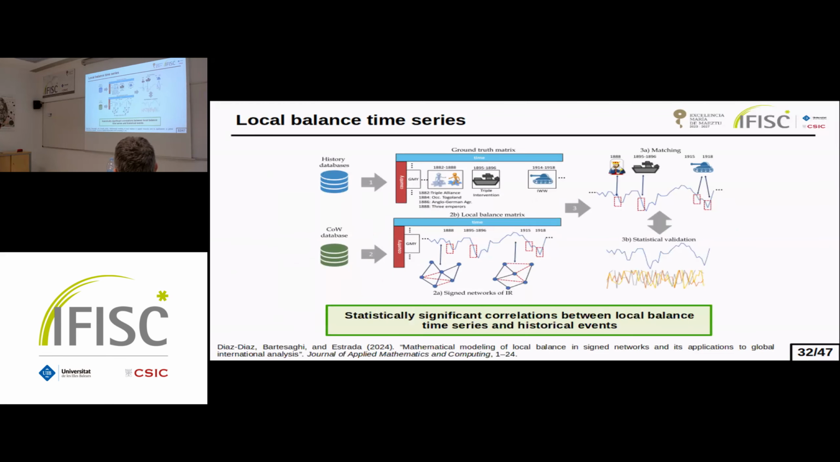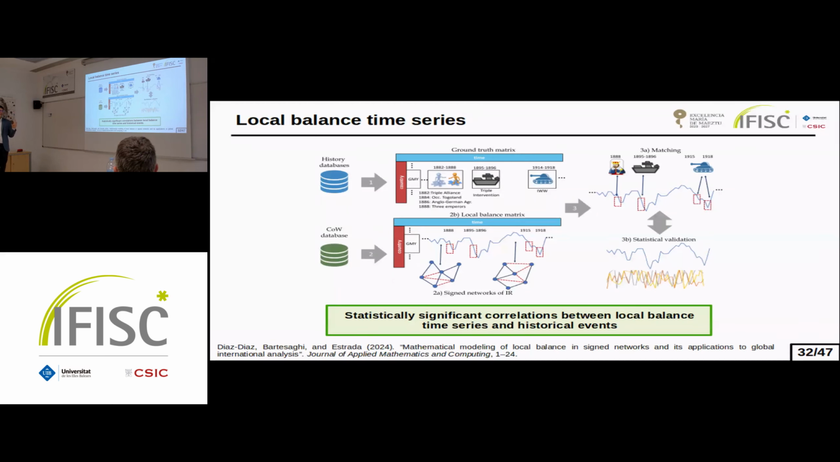So we did this not only for Germany, but for every country, every year. And as I said, we tested if they match with the ground truth events that we found. And we did this first with the real data and then with a randomized time series.